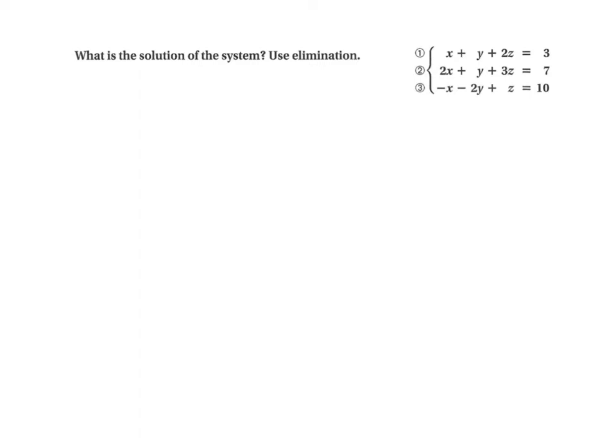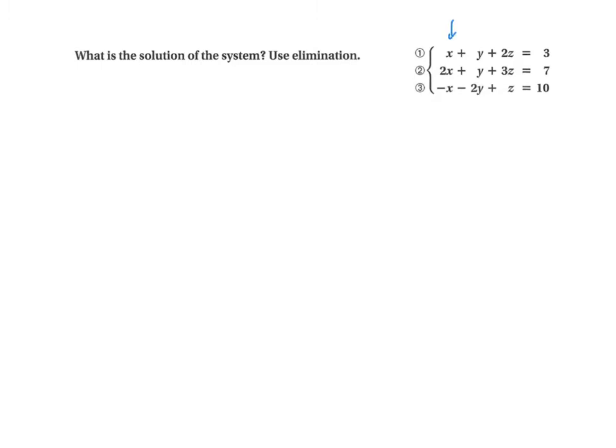So now we have to decide, what do we want to get rid of? Do we want to get rid of x's, y's, or z's? I look at the z's and I see that they're all positive. So that's not maybe the best choice, but I could do that if I wanted to. But the x's have opposite signs, the y's have opposite signs. I'm going to go ahead and say, let's get rid of the x's.